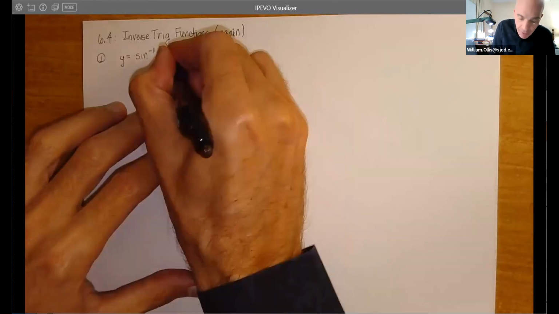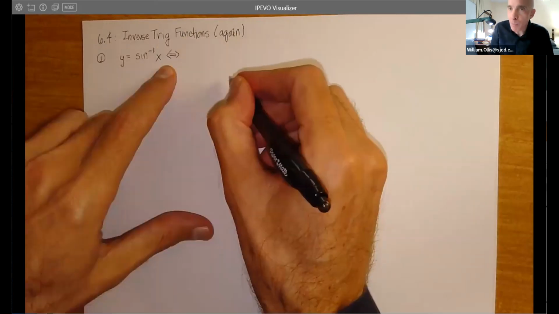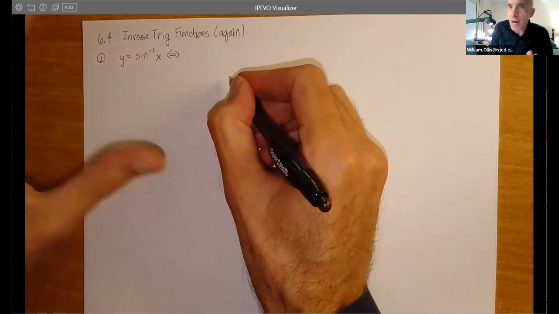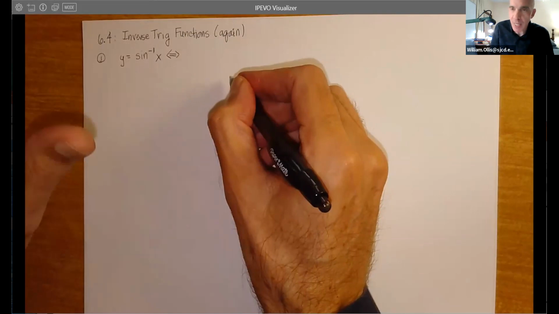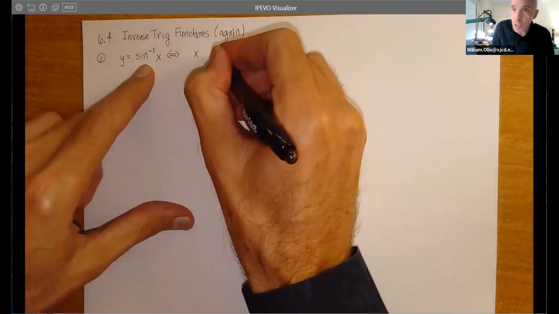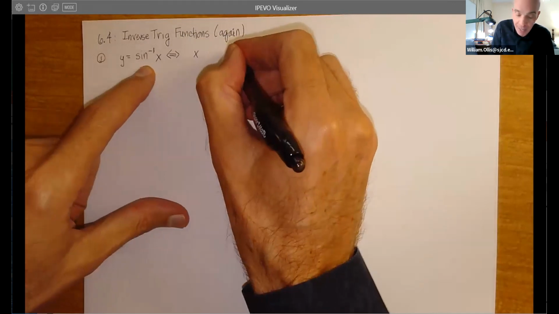Now, again, this reminds us of what we did with the logs and exponents, not necessarily the inverse equations, but just writing the inverse relationship between the inverse sine and the sine. So if we take sine of both sides, we use the inverse equations here, the sine of the inverse sine of x being x.